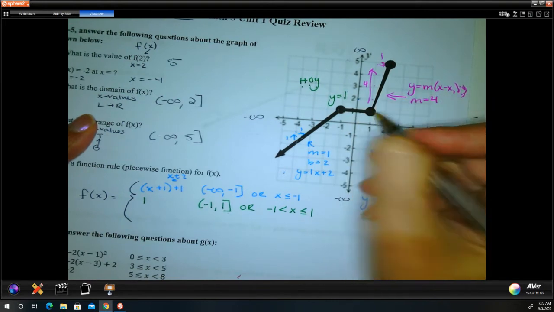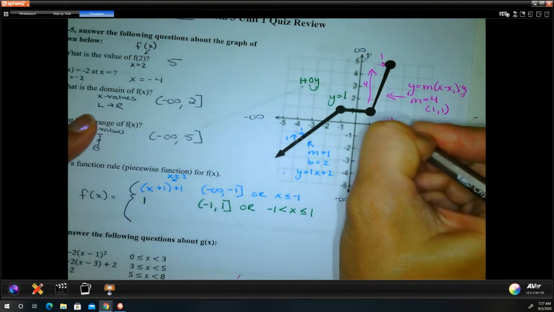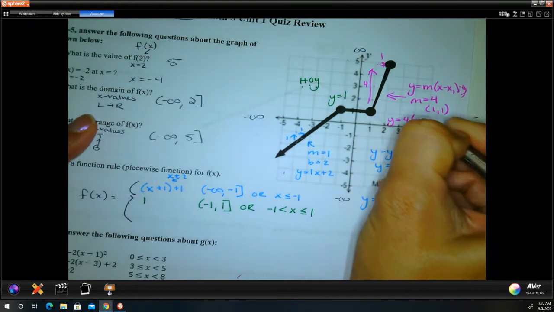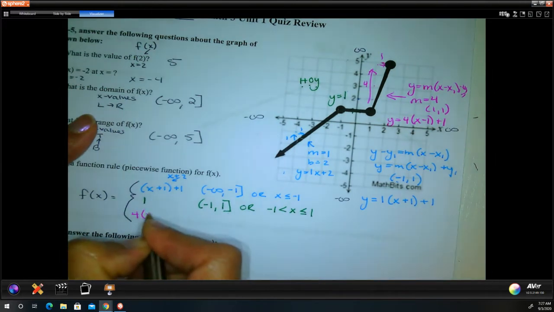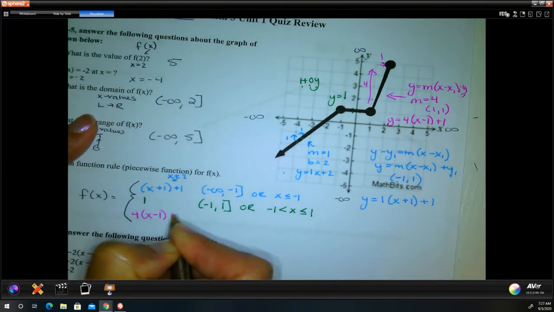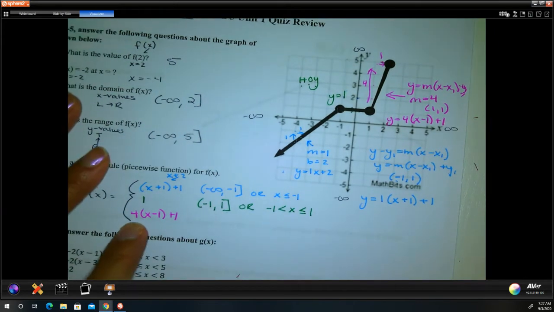My point, I'm going to use this first point that I see, which is (1, 1), so y equals 4(x minus 1) plus 1 is going to be the equation for that one. 4(x minus 1) plus 1. And I could have a different version of that. The way I check is I just distribute and combine like terms.